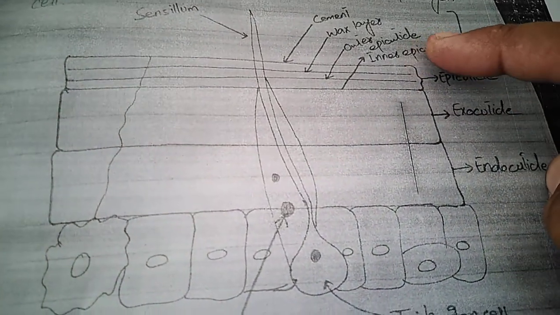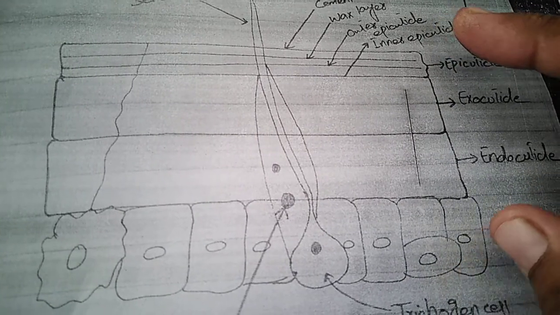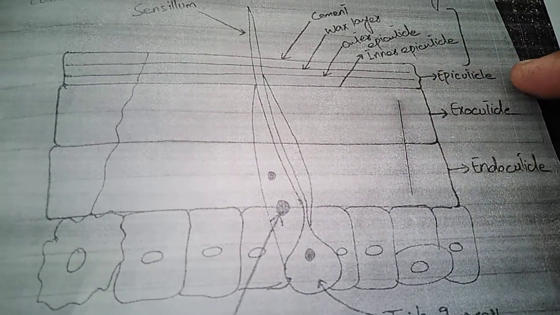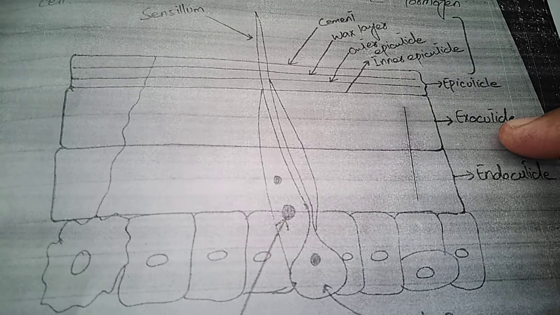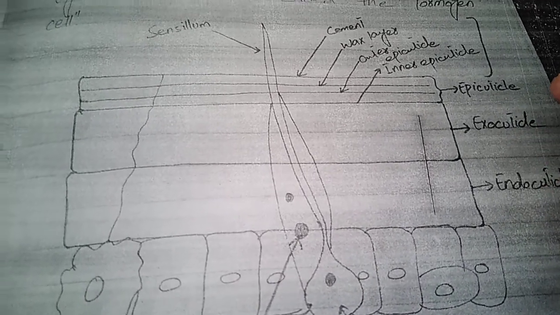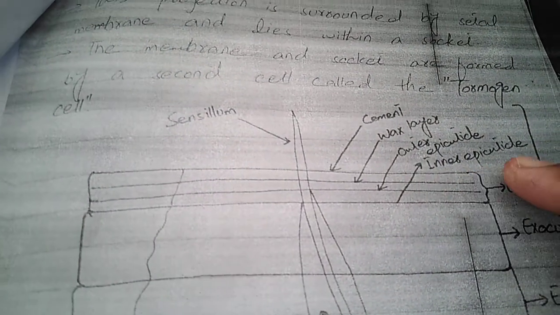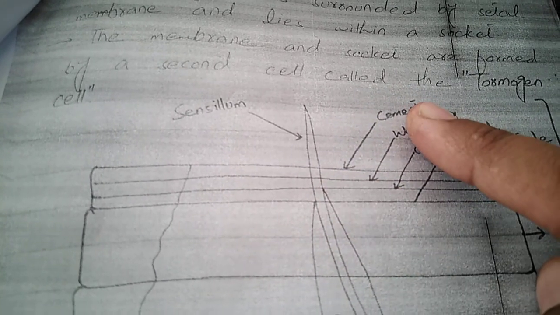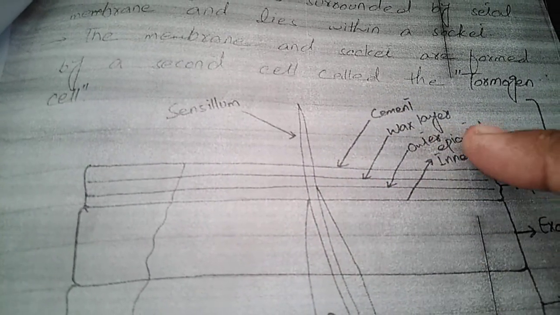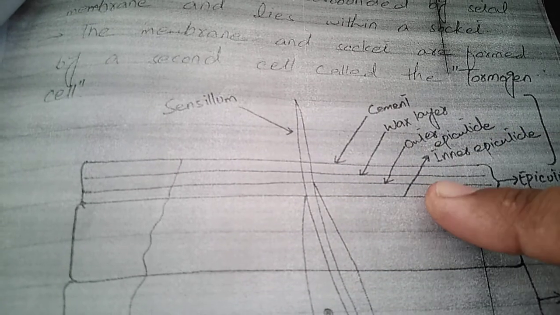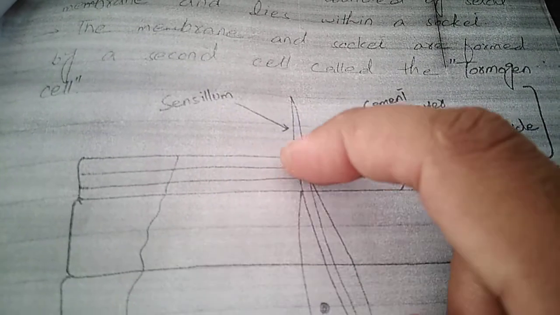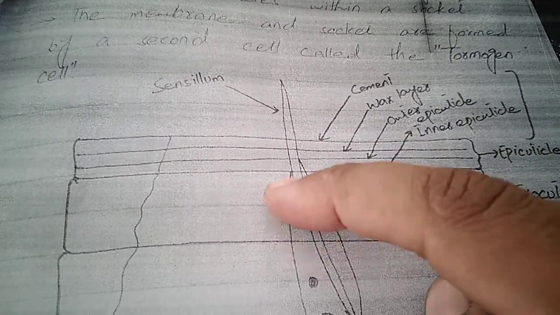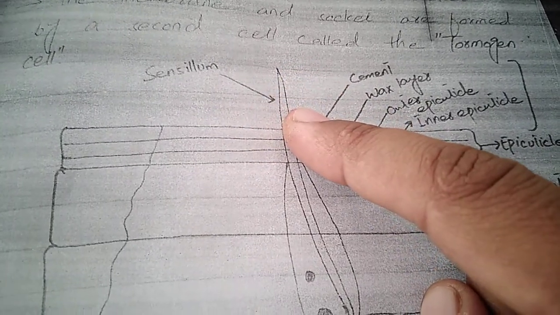This is the cuticle layer. It is further divided into epicuticle, exocuticle, and endocuticle. Now the epicuticle has various regions. Outermost is the cement layer. Below the cement layer, the wax layer is present. This is the outer epicuticle, and this is the inner epicuticle. This is the sensillum, or hair-like projection, that is projecting outward from the cuticle.